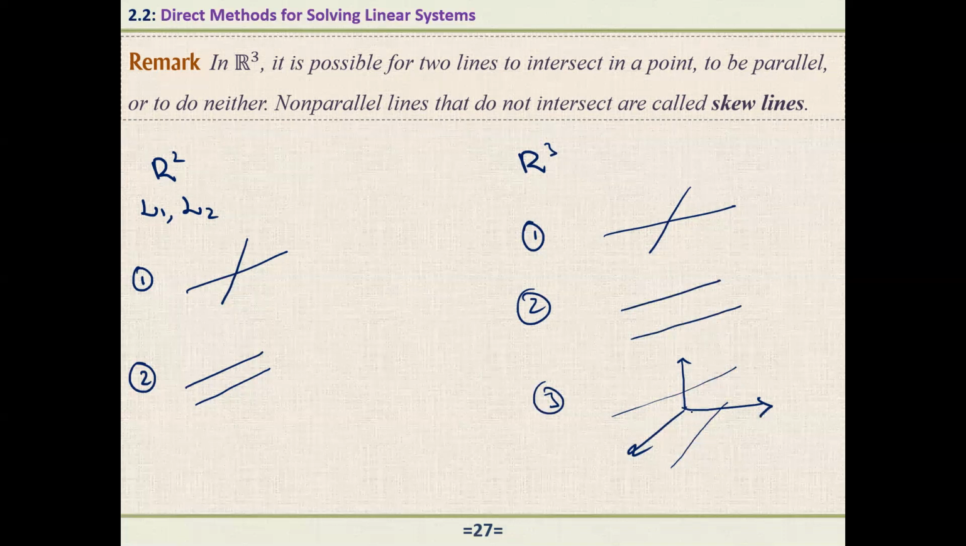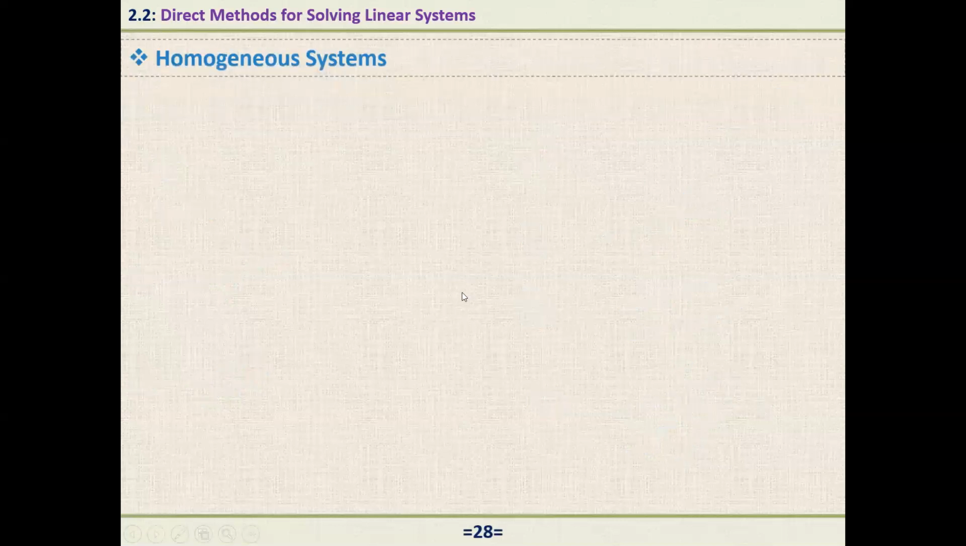Okay. So when lines intersect each other, or when they are parallel, we know that, but the skew lines you may not have seen before. So that is a skew line. They are not parallel, but they do not intersect each other. They are called skew lines in three-dimensional space.